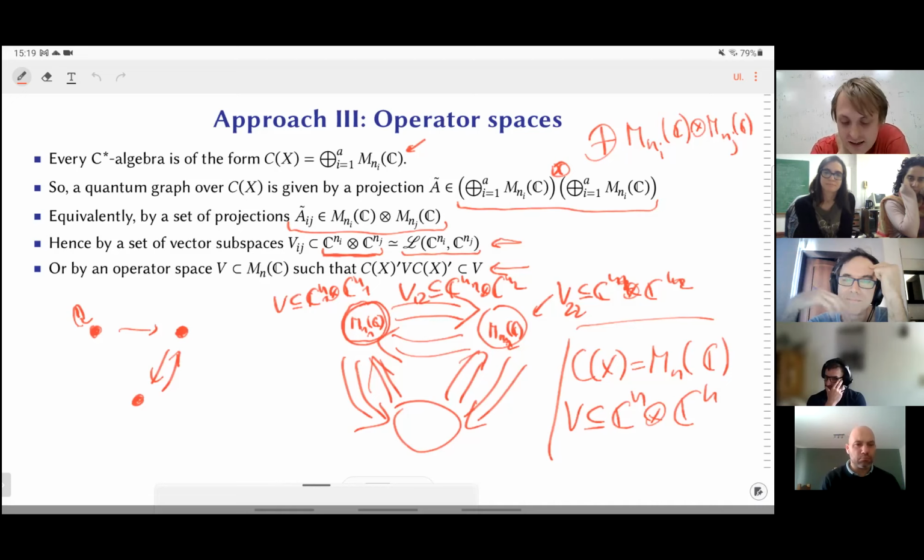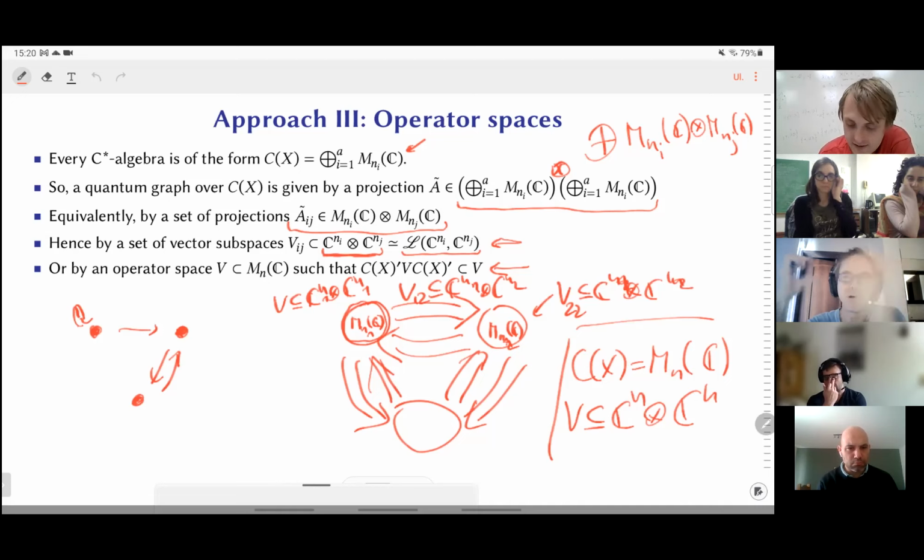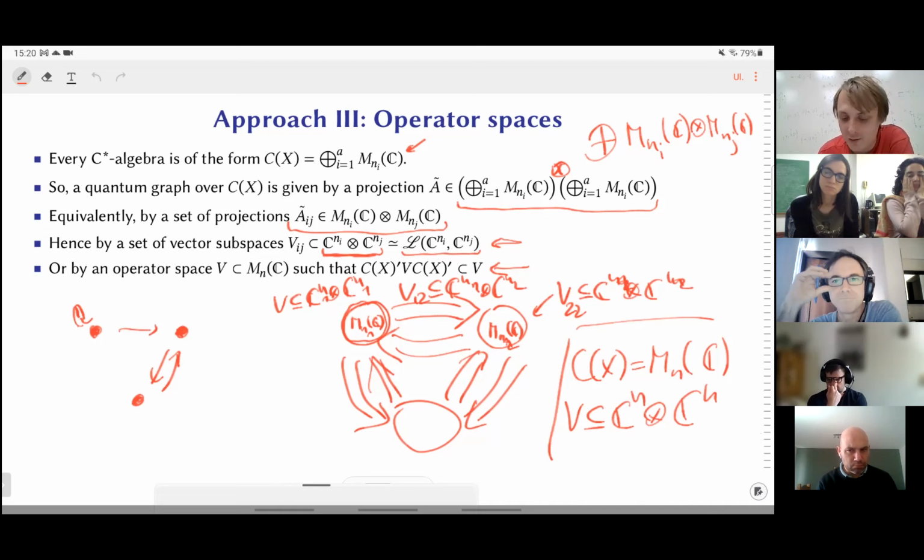I think that the most interesting examples probably are those where the C-star algebra is just a matrix algebra, and so you have only one point. So the underlying classical graph is just a point. Yeah, exactly. And then you have no classical structure and it's purely quantum. And if this is not the case, if the C-star algebra is some direct sum, then you have some mix of classical and quantum, maybe something like this. I don't know.